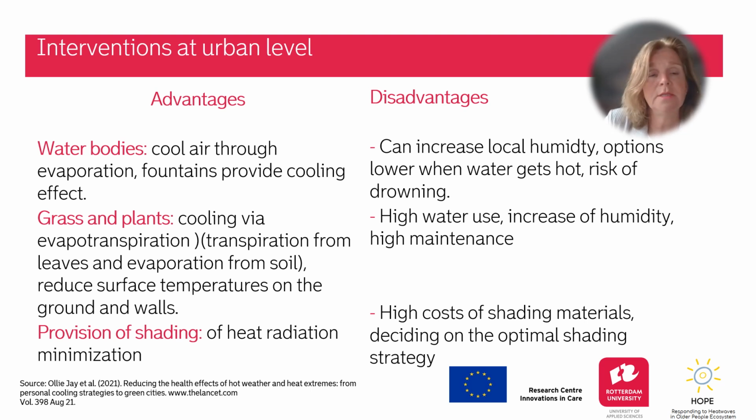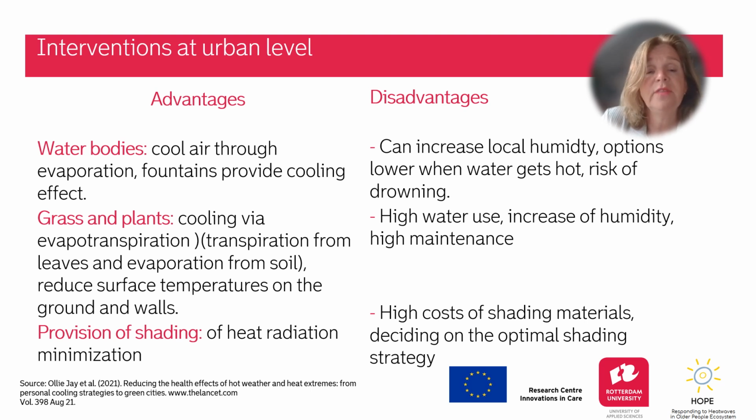A second intervention is the use of grass and plants, so the greening intervention. It provides cooling via evapotranspiration. That means transpiration from leaves and evaporation from soil. These interventions will reduce surface temperatures both on the ground and on the walls. A disadvantage of this intervention is that it's costly in water, so high water use. It may increase humidity, and it is also high maintenance.